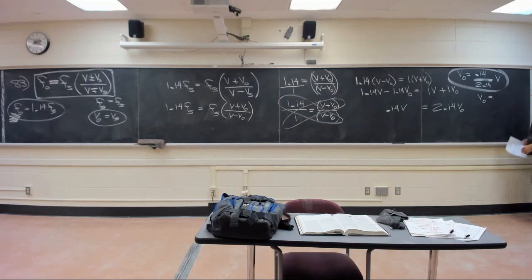What does that mean? It means 0.14 divided by 2.14, get an answer, and multiply it by 342 meters per second. VO is going to be VS, how fast the trucks are going, is equal to 22.44 meters per second.